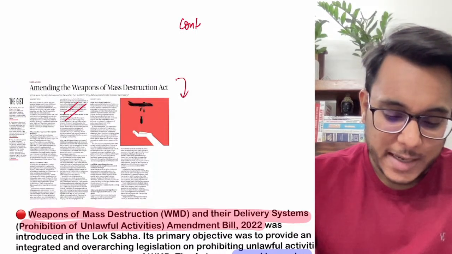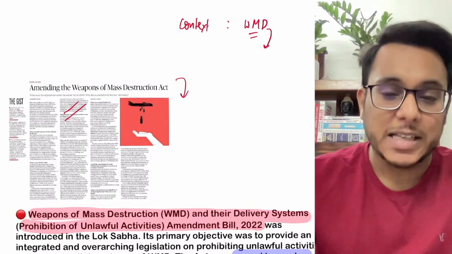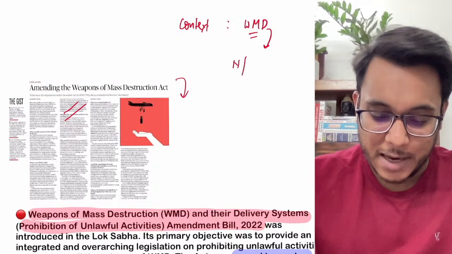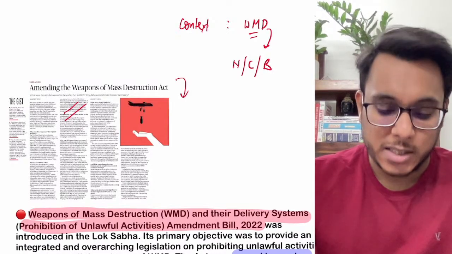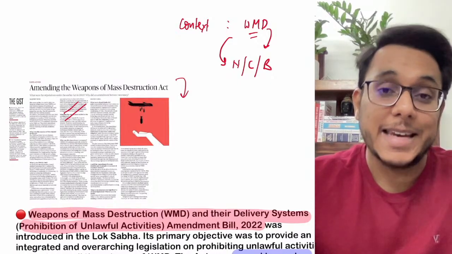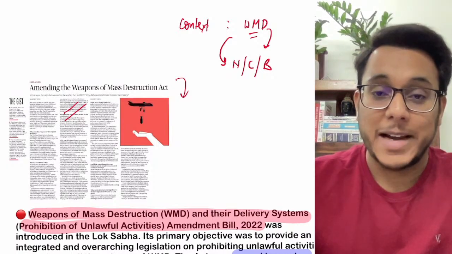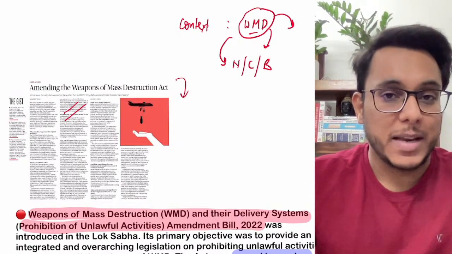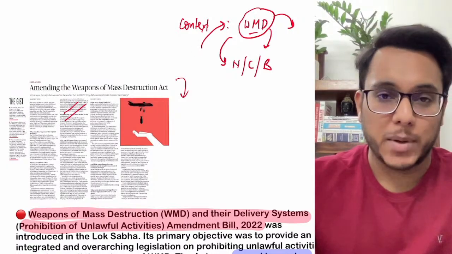So basically, the context goes like this: when we talk about weapons of mass destruction, these are those weapons which could be nuclear weapons, chemical weapons, or third, biological weapons. So these three types of weapons are included in weapons of mass destruction. They have the potential to cause incalculable damage to human life as well as to property, and they might impact human well-being and human security. So these weapons of mass destruction need to be banned and kept under control.